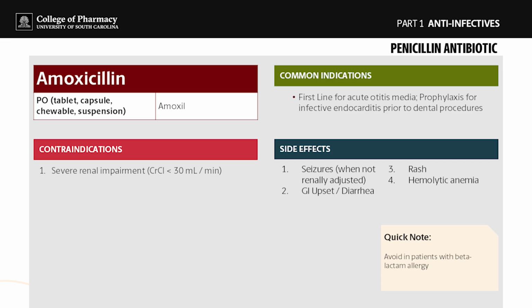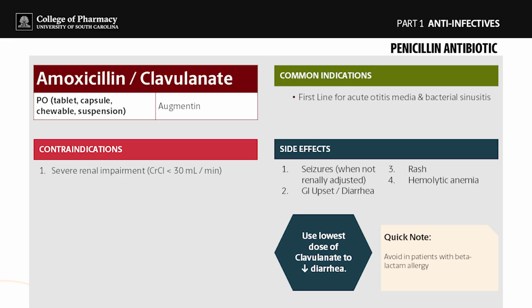Some of the side effects are seizures when it's not renally adjusted. Got to be careful with that. Stomach upset, diarrhea, rash, and hemolytic anemia. So these are side effects we need to talk to our patients about. And if you have something that causes a stomach upset, in the Cillins, the Amoxicillins, the penicillins, it's not going to really hurt to have patients take this with a little bit of food. It's going to slow down the absorption just a little bit, but they're still going to get the dose. So just remember that. Penicillin, Amoxicillin.